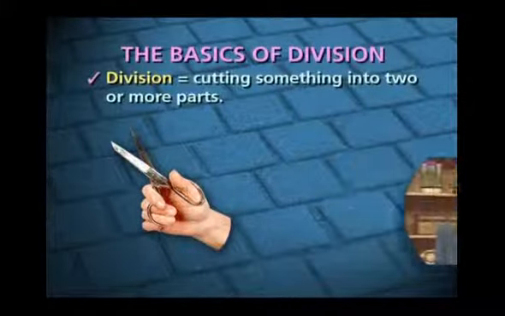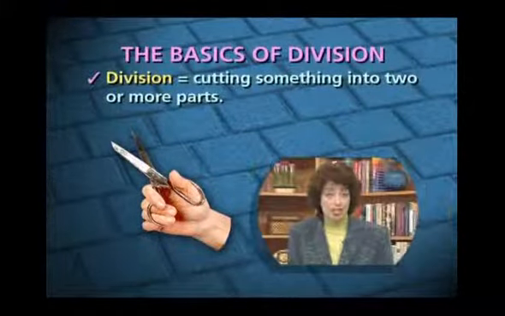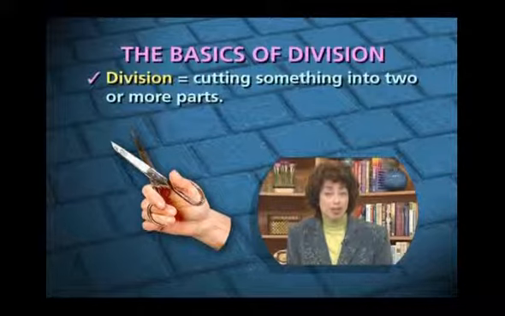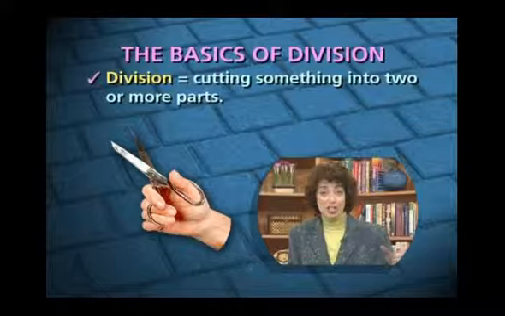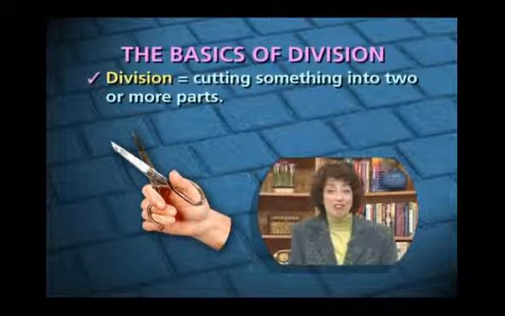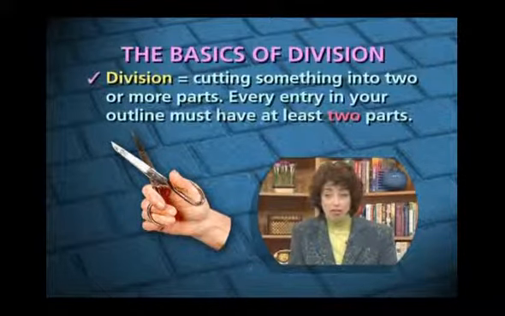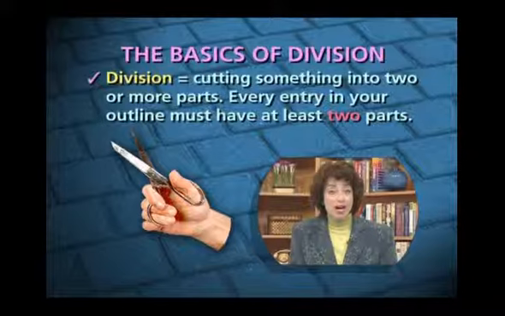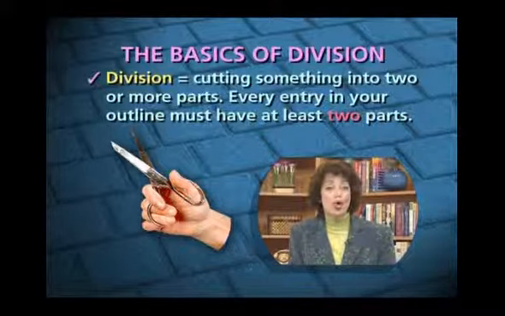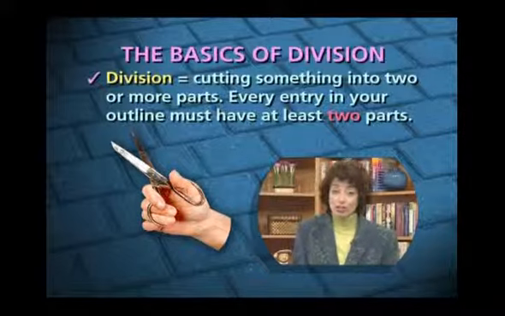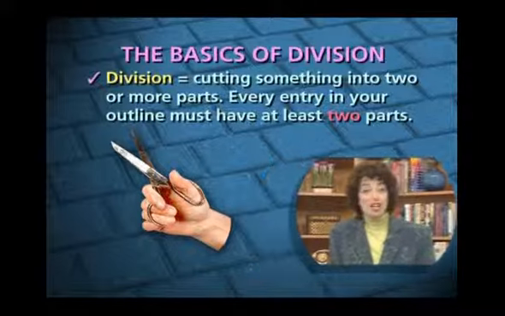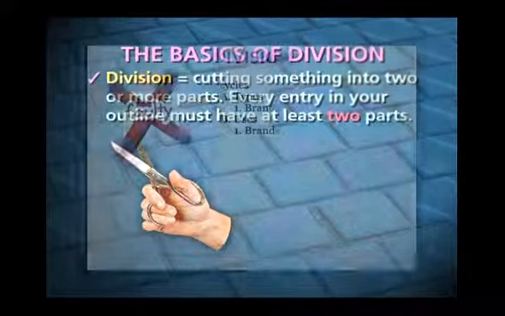Last quality is division. When you divide something, you cut it into parts. But to divide, you need at least two parts because you're taking the whole and you're cutting it in at least half. Thus, every entry in your outline must have at least two parts. You can't have a 1 if you don't have a 2. You can't have an A if you don't have a B.